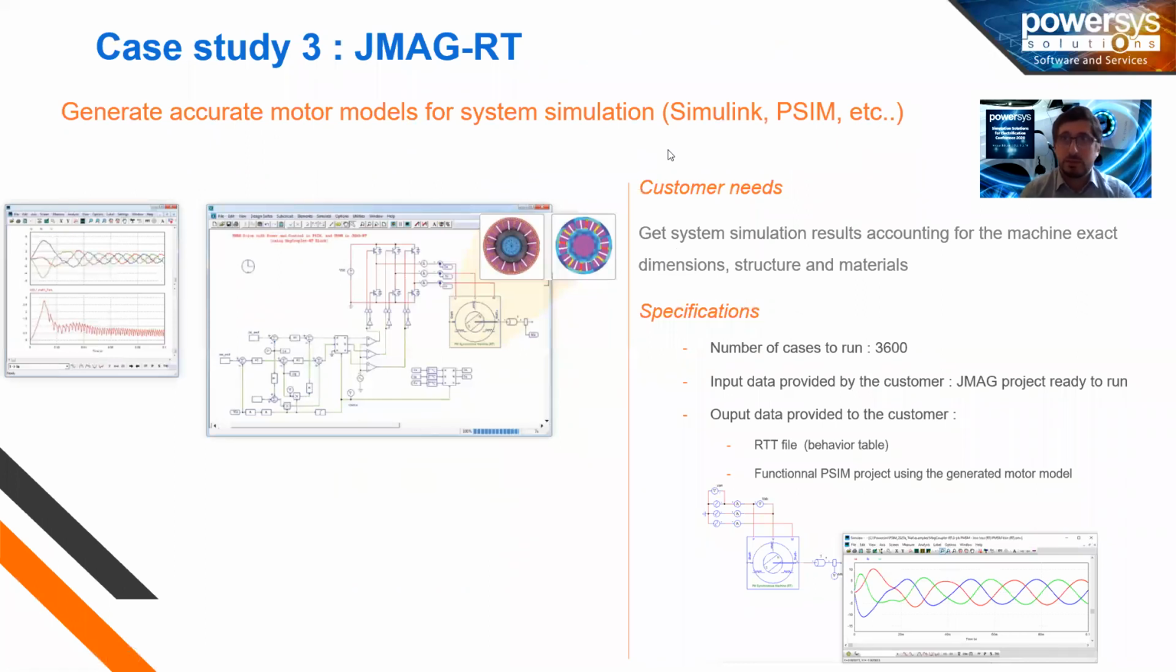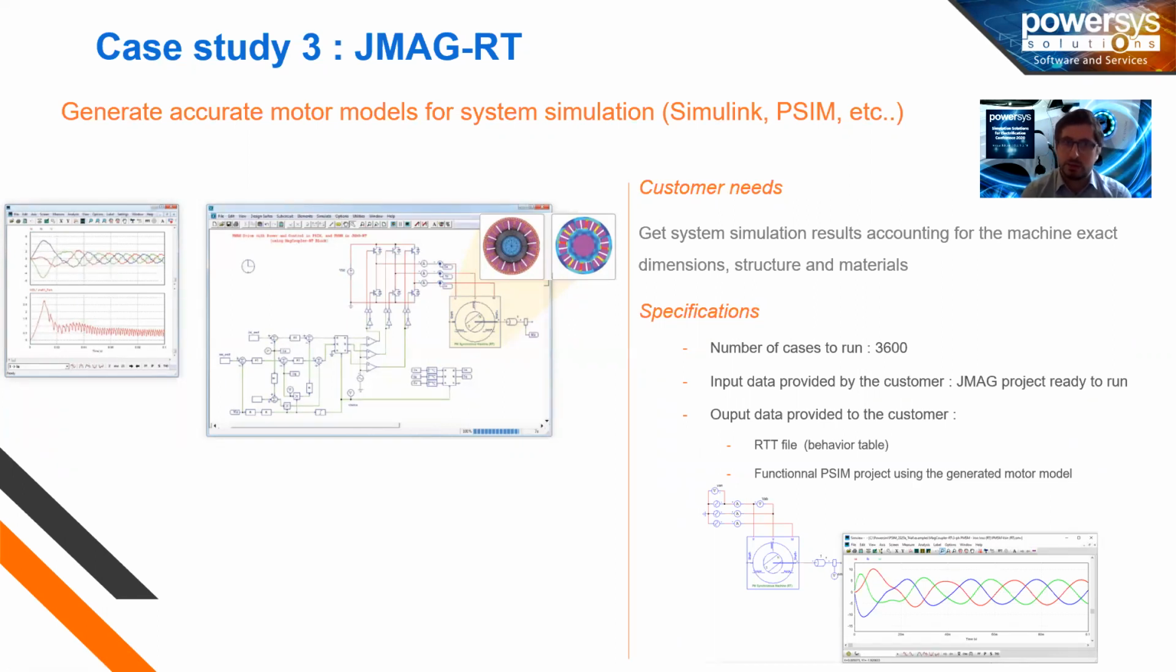For the third case study, I want to show you that we can also help with generating high fidelity models for system level simulation using JMAG-RT. I don't know if you are familiar with JMAG-RT, but JMAG-RT is a specific tool of JMAG used to generate behavior tables of your motor, accounting for FEA analysis results, that you can then import in system simulation or power electronics tools like PSIM or Simulink, Saber, etc.